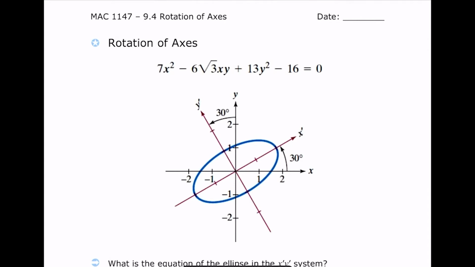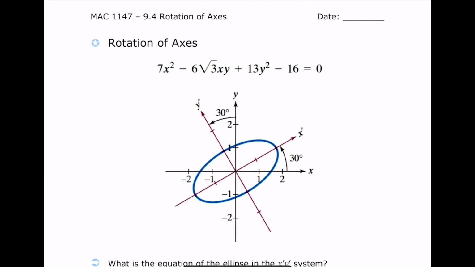Welcome to 9.4, rotation of axes. We're going to be taking the coordinate plane as we know it, the XY Cartesian coordinate plane, and we're going to be rotating it. What you're seeing on the first slide in 9.4 is an ellipse, which has a horizontal radius of 2 and a vertical radius of 1, and it's centered at the origin, and the entire plane has been rotated counterclockwise 30 degrees.